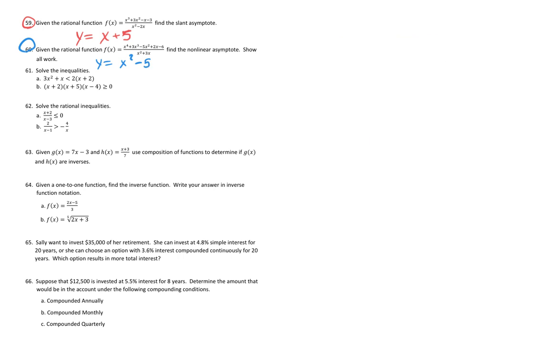Okay, 61, starting with a, we have 3x squared plus x is less than 2 times x plus 2. So a good first step for these is to try and factor it out and solve for the zeros of it. If we do a little bit of rearranging first, we subtract the 2 times x plus 2 off to the opposite side, and we get 3x squared plus x minus 2 times x plus 2 is less than 0.